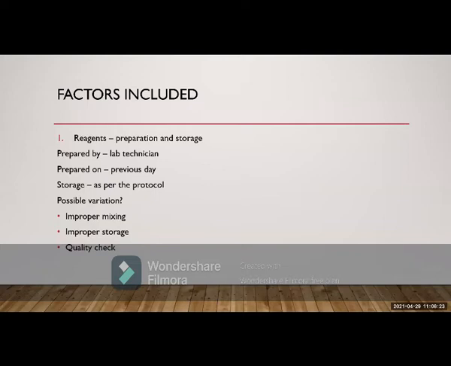So in this factor, reagents is a factor. You are supposed to ask these many questions and you need to come up with an answer. You have to get an answer to this, and then we analyze all these answers.